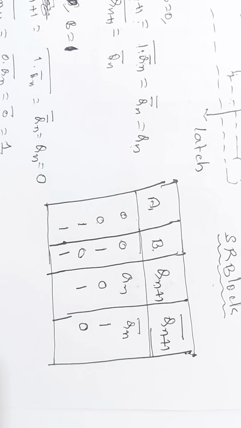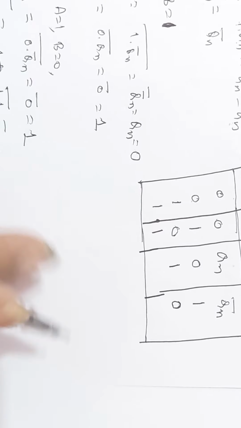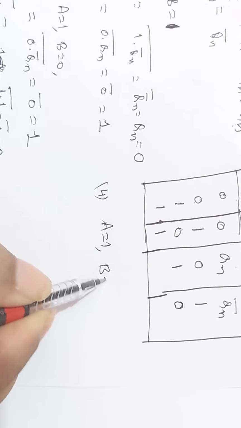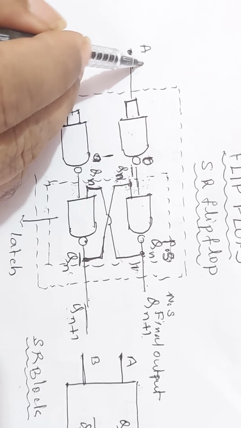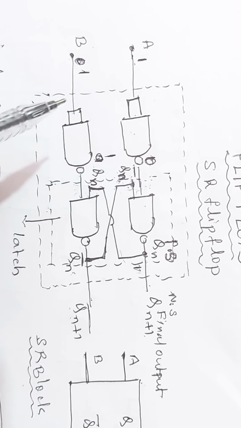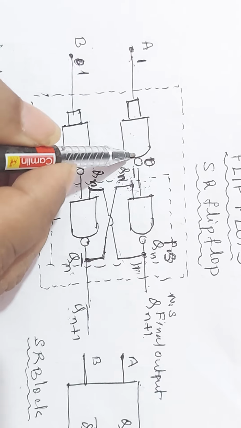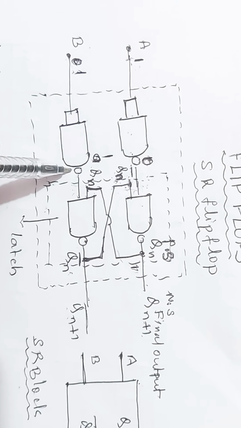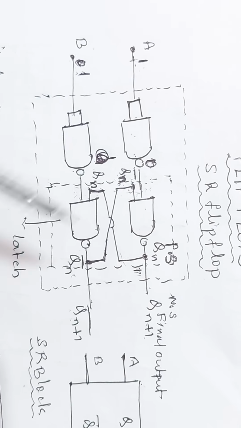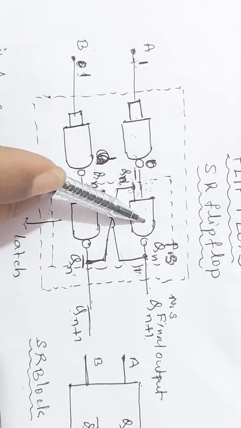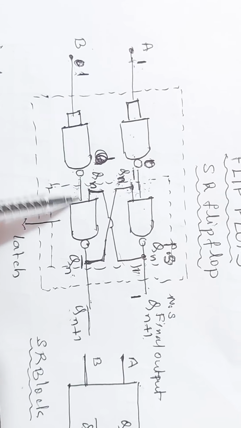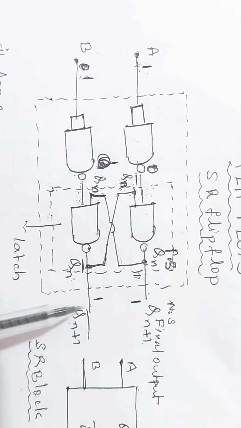Now, the last condition, when both inputs A and B are 1. Fourth condition, when A is equal to 1 and B is also equal to 1. Let us see what happens. See this circuit. When A equals 1, B is also equal to 1. The output of this NAND gate is the complement of this, which is 0. So, one of the inputs of this NAND gate is 0. Therefore, the output is 1. One of the inputs of this is 0, so the output is 1. Both the outputs are 1 and 1.